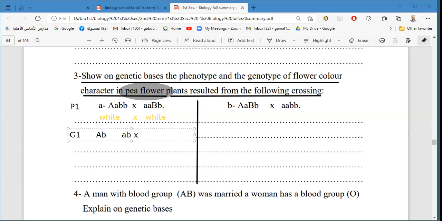Now the possibilities of the other side: A small with B small, and the other possibility A small with B small.